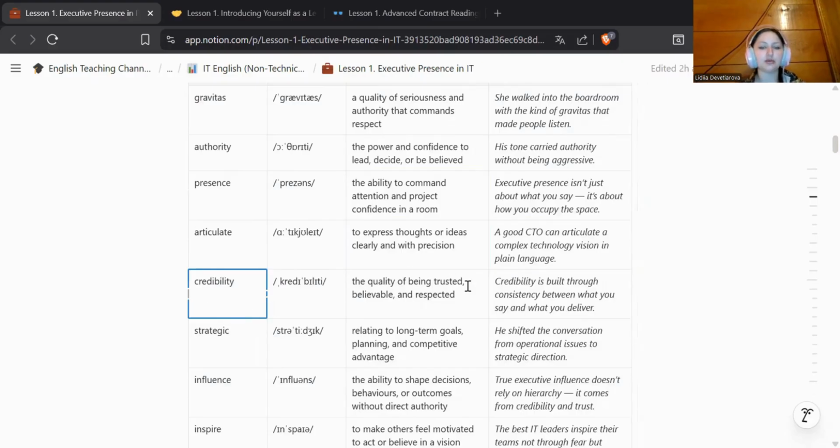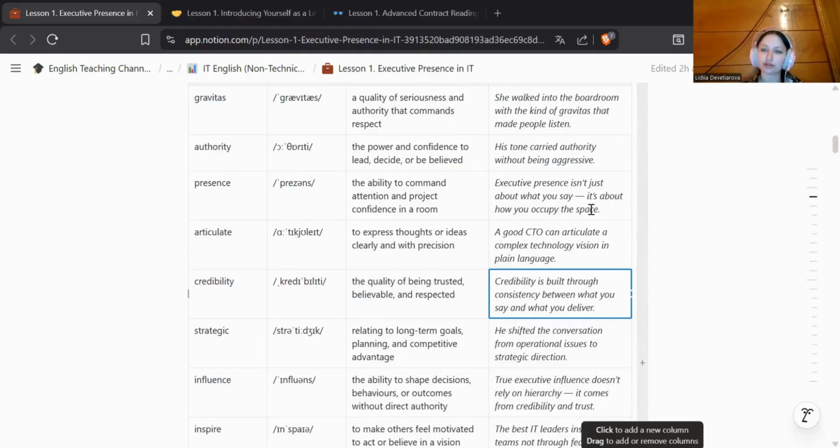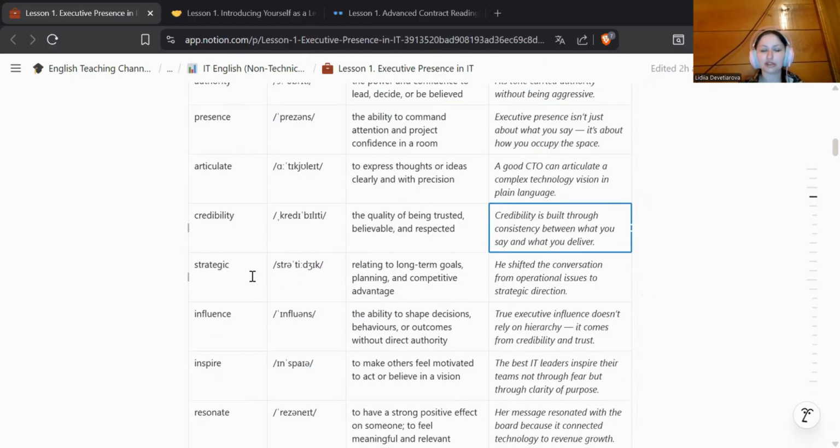Credibility. The quality of being trusted, believable, and respectable. Credibility is built through consistency between what you say and what you deliver. Strategic is the word that is relating to long-term goals, planning, and competitive advantage. He shifted the conversation from operational issues to strategic direction.